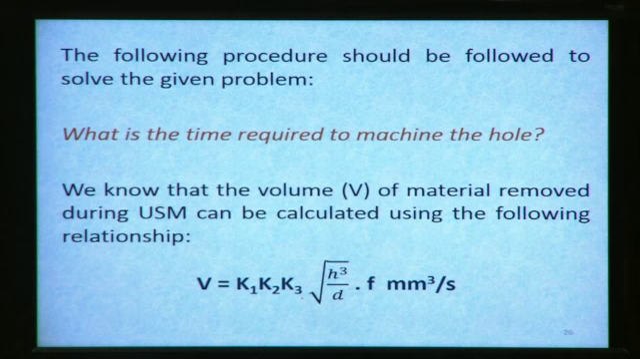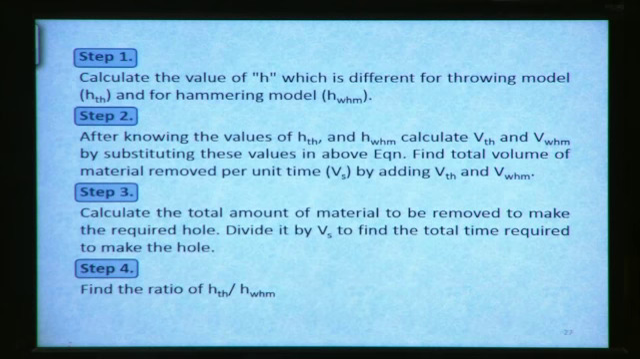Okay. So now volume of metal removed, we know this equation 1. This is equal to K1, K2 and K3 root over h cube by d. So here the unknown is h. So h we have to calculate first by the hammering model as well as by the throwing model. Okay, this is step 1, calculate the value of h, which is different for the throwing model and the hammering model. So after knowing the values of h for the throwing and hammering models, calculate the volume of metal removed by the throwing model by this earlier equation, and the volume of metal removed by the hammering model by substituting these values of h into the last equation.